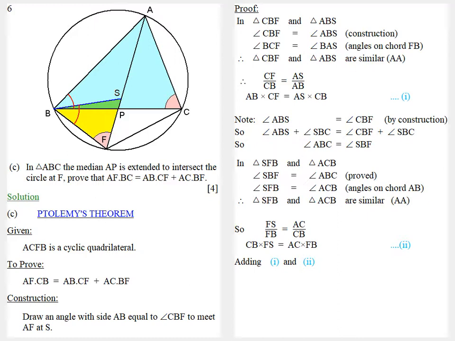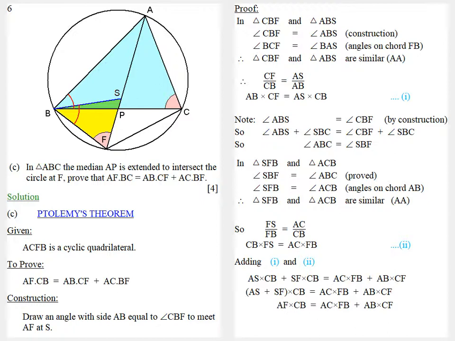Now if we add together the equations 1 and 2, we get AS times CB plus SF times CB equals AC times FB plus AB times CF. But CB is common to both terms on the left-hand side, so we can factorise it as AS plus SF times CB equals AC times FB plus AB times CF. So AF times CB equals AC times FB plus AB times CF, or just to put it in the form it originally came, AF times BC equals AB times CF plus AC times BF.